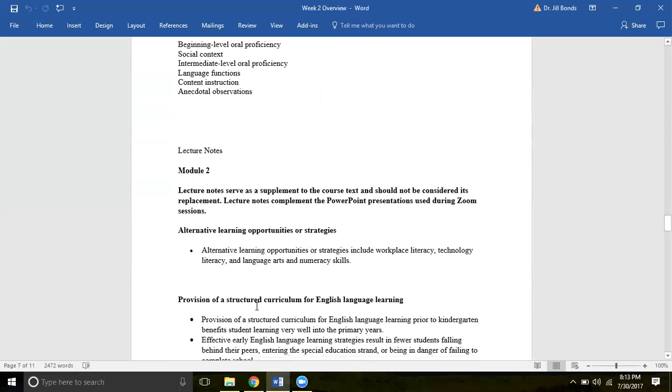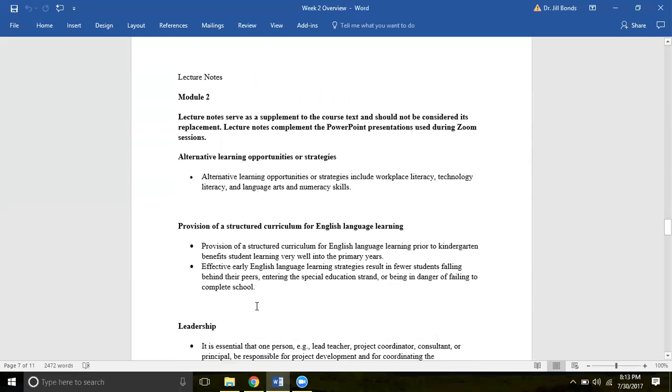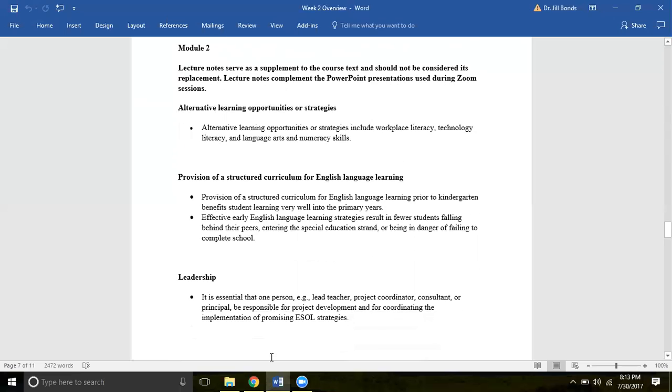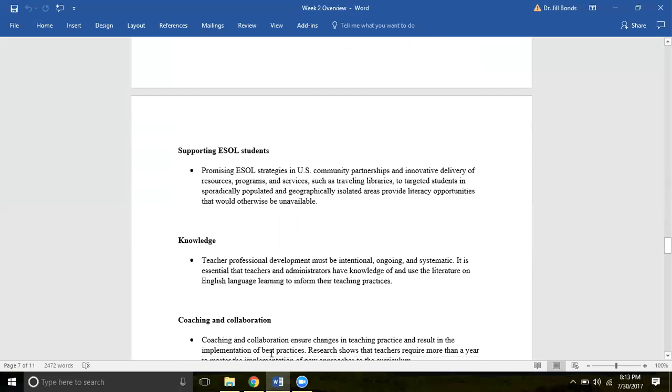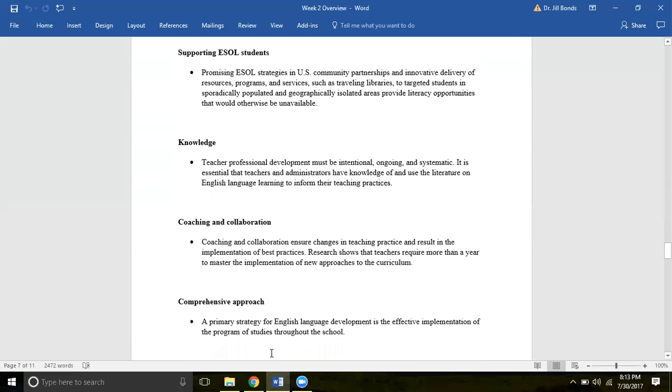Lecture 2, note, alternative learning opportunities or strategies. This includes workplace literacy, technology literacy, and language arts and numeracy skills. Provision of a structured curriculum, leadership, supporting ESOL students. Once again, promising ESOL strategies in the U.S.: community partnerships and innovative delivery of resources, programs, and services, such as traveling libraries to targeted students in sporadically populated and geographically isolated areas. It is the knowledge of the teacher that will help the professional development. This can also be done through coaching and collaboration.